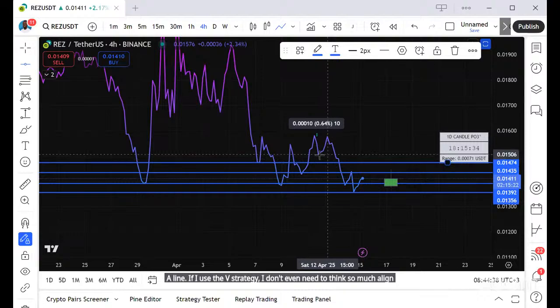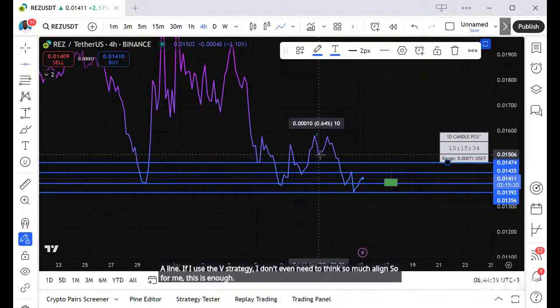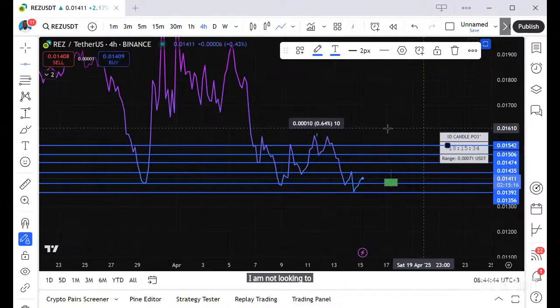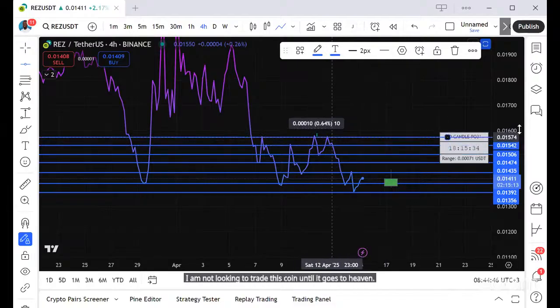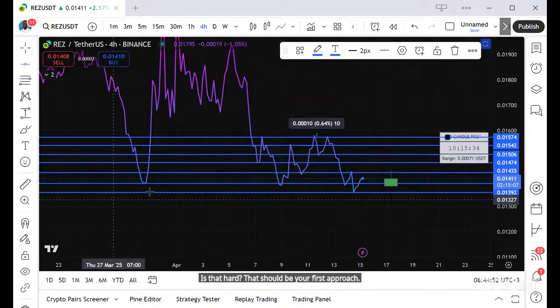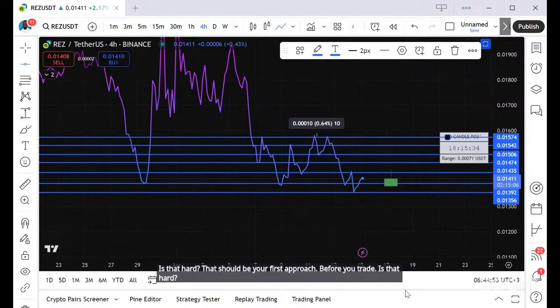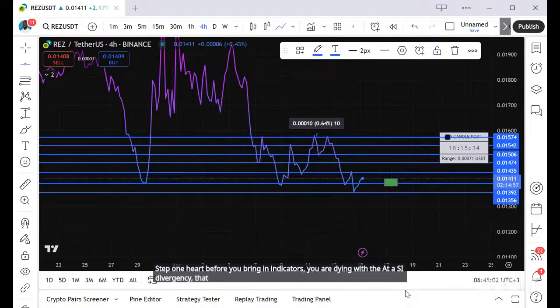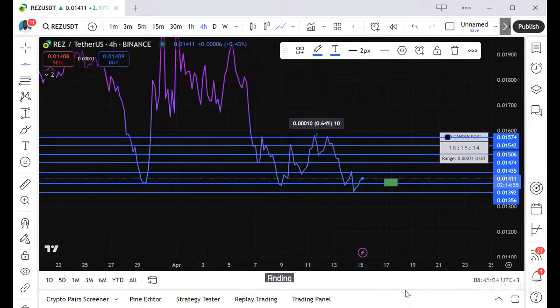So for me, this is enough. I am not looking to trade this coin until it goes to heaven. Is that hard? That should be your first approach before you trade. Is step one hard before you bring in indicators? You are dying with the RSI divergence. That should be your first step: finding areas of support and resistance. Is that hard?